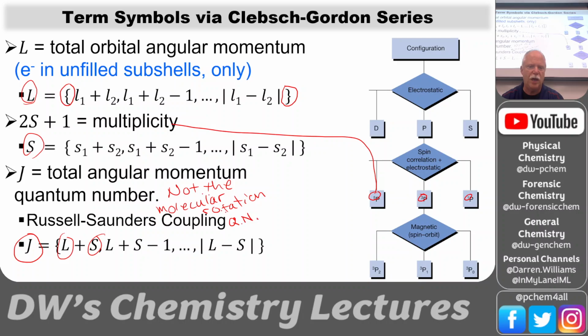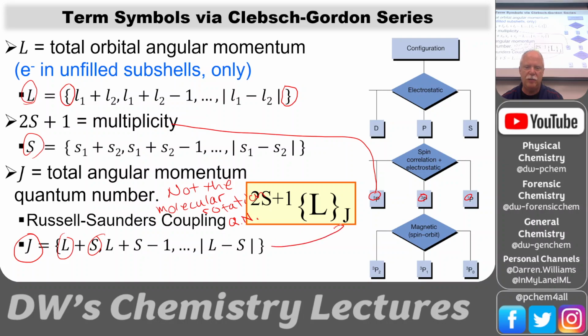Can everybody read that? Not the molecular rotation quantum number. There are so many things in science, we run out of letters. Okay, so J in terms of atomic electron cloud term symbols is the total angular momentum quantum number. And so it shows up down here as a subscript suffix. Okay, so J goes here, the multiplicity goes here, and then the capital L goes here in the middle.